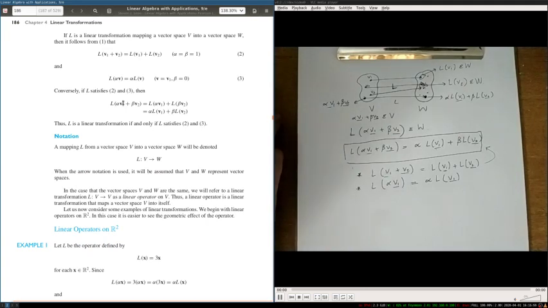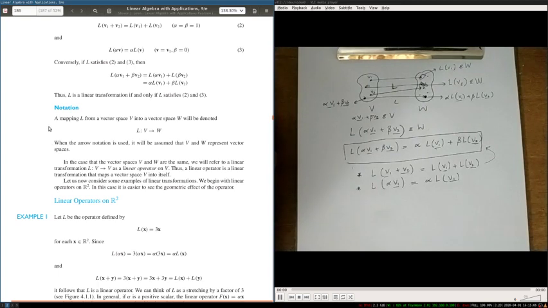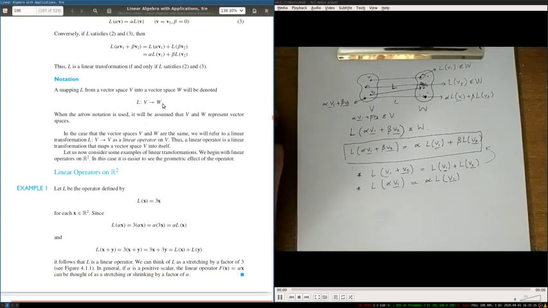Right, so that's the addition part, this is the scalar multiplication part. A bit of notation: a mapping L from a vector space V onto a vector space W will be denoted L takes vectors from V to the vector space W. So this is a notation for your linear transformations.